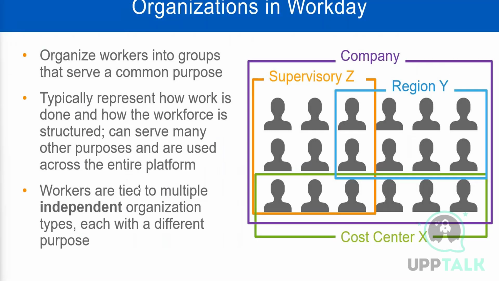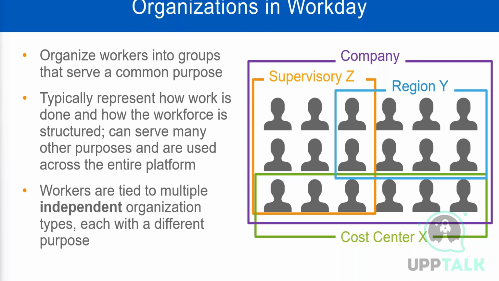So it goes back to our point that workers are tied to multiple independent organization types, each with a different purpose. And there can be an overlap of workers in the different organizations. It doesn't have to be that all workers in the supervisory are part of the same company, or all workers in the supervisory are part of the same location. No, there can be an overlap. Okay, I would let this point sink in before I proceed further. Any questions on this particular point?